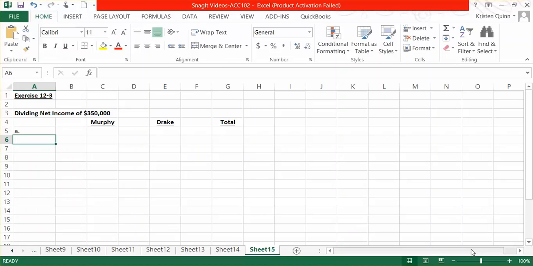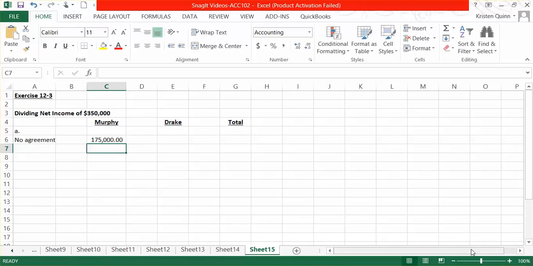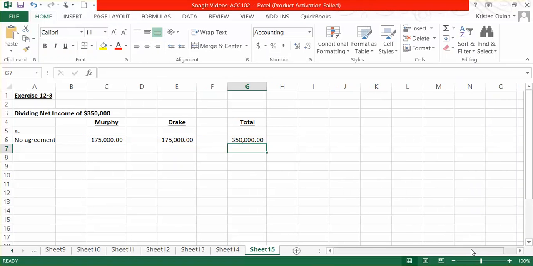In the first part, it says there is no agreement concerning division of net income. When there's no agreement, our net income is simply divided equally, meaning that out of the $350,000, they will each get half, or $175,000. When we add it across, we have to come back to the total net income amount. Again, we're trying to divide out the total $350,000 of net income. We are not trying to divide out the original investments made by the owners.